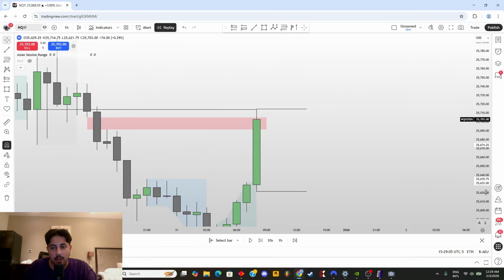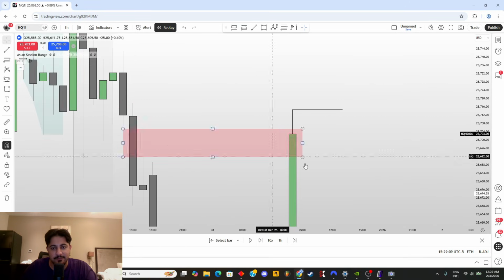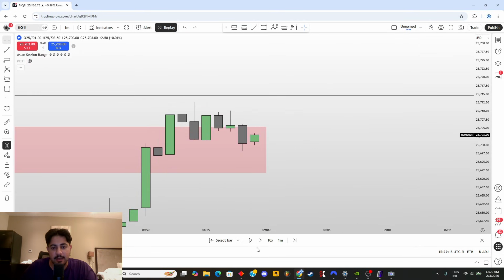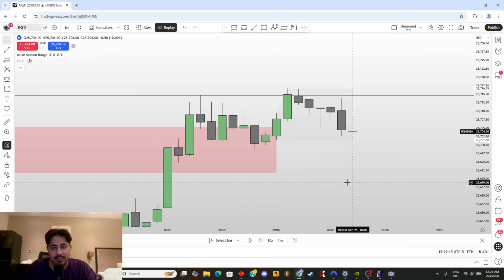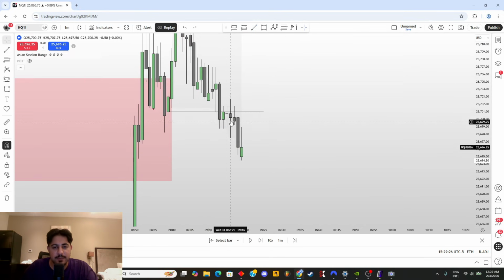So now we have the 8 a.m. high. We are inside the fair value gap. So let's see what happens next, right? This is the 8 a.m. high. Price takes out the 8 a.m. high, right? And now we are waiting for either a CISD or a market structure shift. So let's see how this plays out. All right, perfect. Now we have a CISD and also a market structure shift, right?